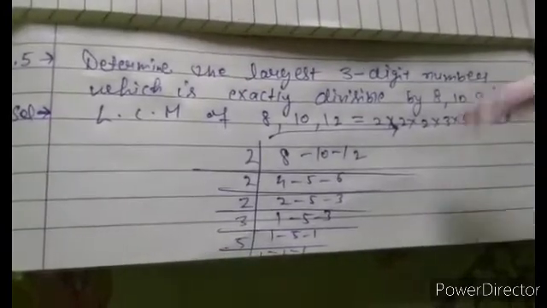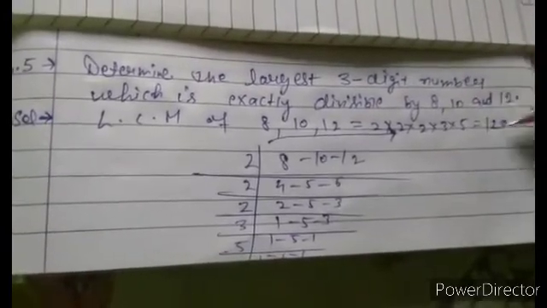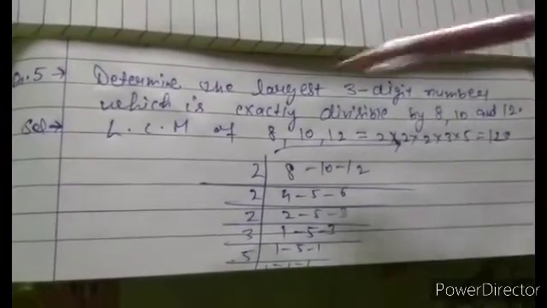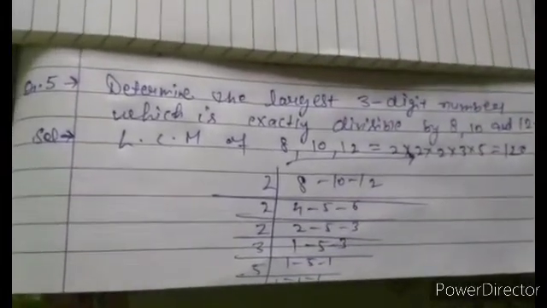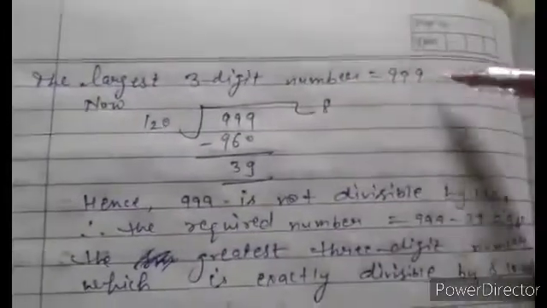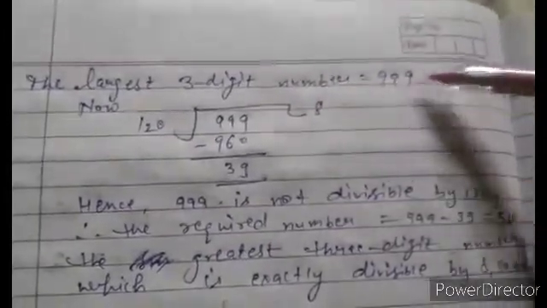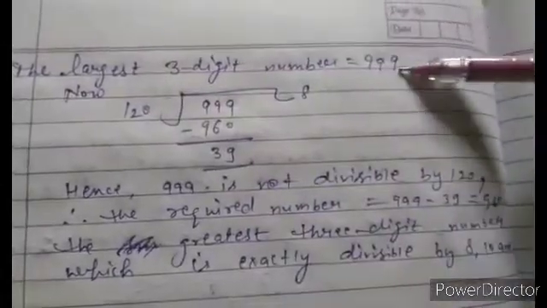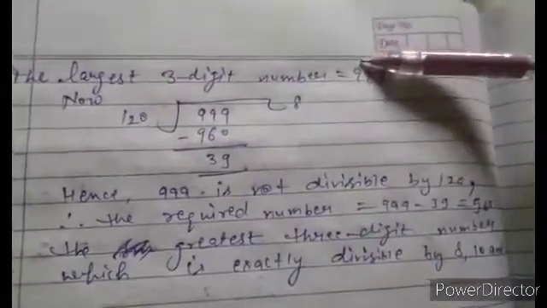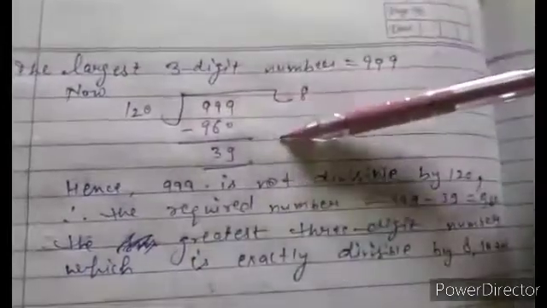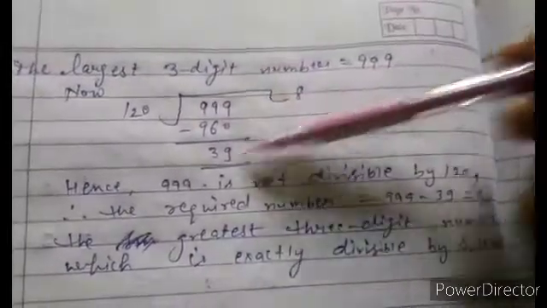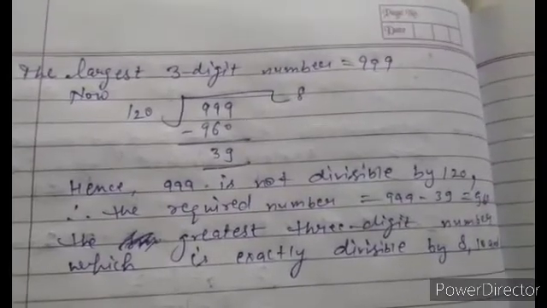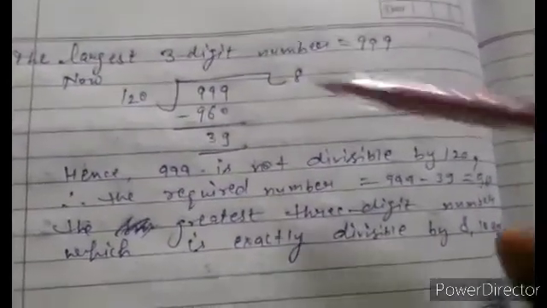So 120 is divisible by 8, 10, 12, but this is not the largest 3-digit number. We know the largest 3-digit number is 999. Now we will divide and see if it is divisible by 120. After dividing, a remainder of 39 is left. So 999, the largest 3-digit number, is not exactly divisible by 120.